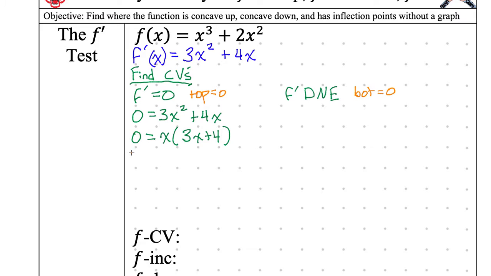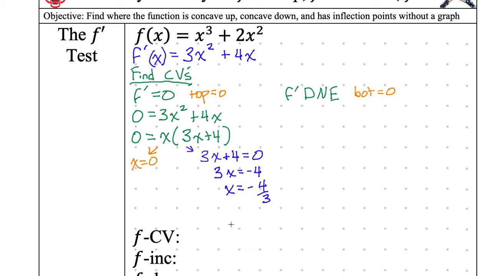Zero product property tells us one of these sides, x is equal to 0. The other side, we'll do in blue. The other side is, what is equal to 0? You already did all the math. Negative 4/3. So you get 3x plus 4 is equal to 0. Subtract 4, so you get 3x is equal to negative 4, and then finally x is equal to negative 4 over 3. Whew. All right, there's the f prime test.